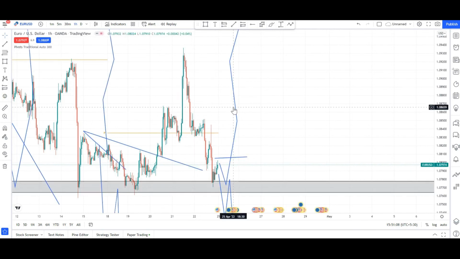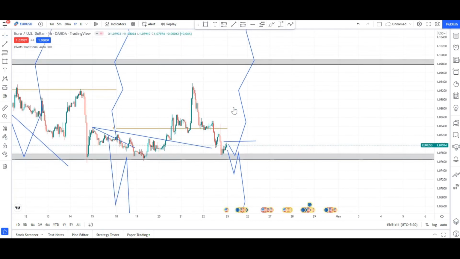Euro versus US dollar. Okay guys, so we have seen Euro versus US dollar also guys.